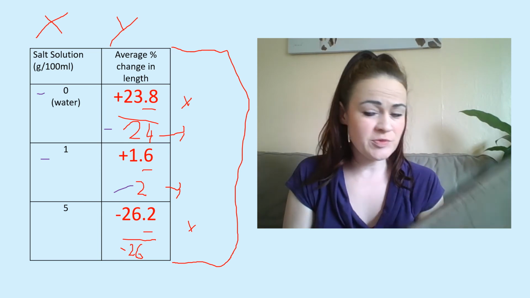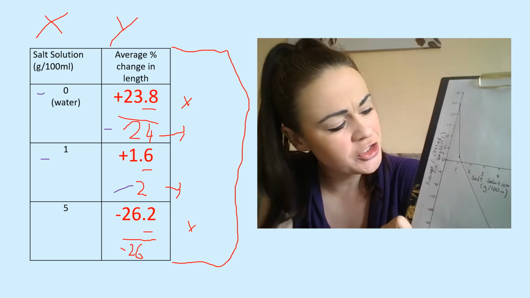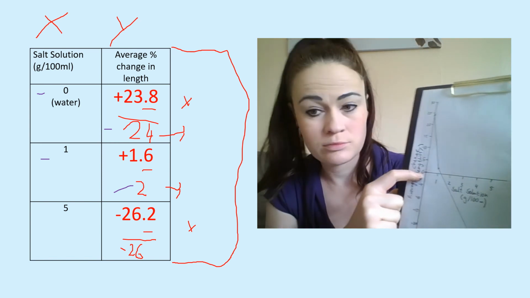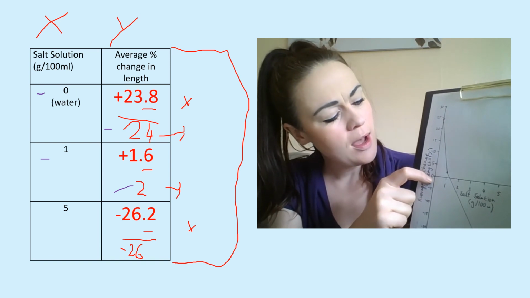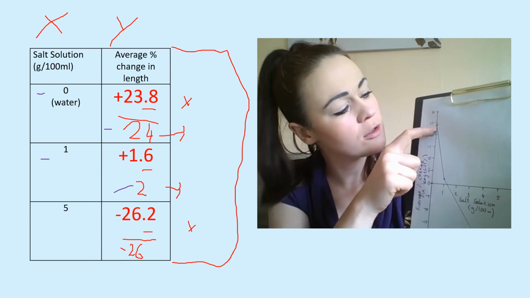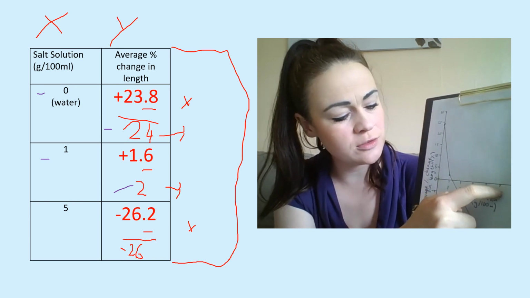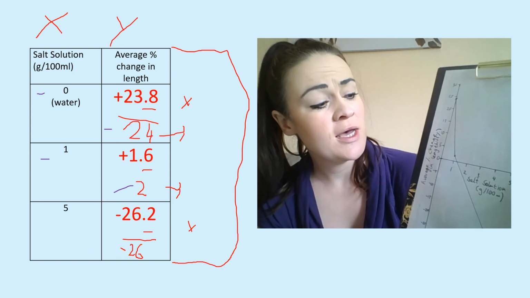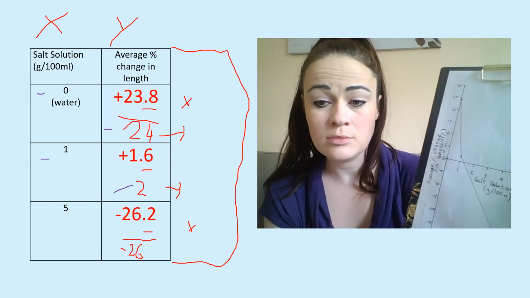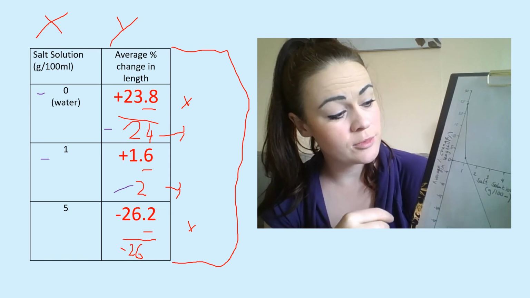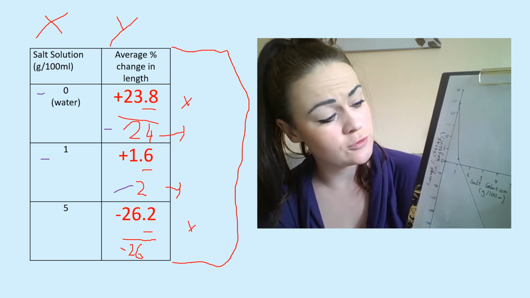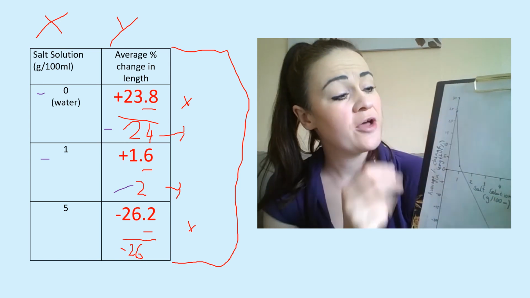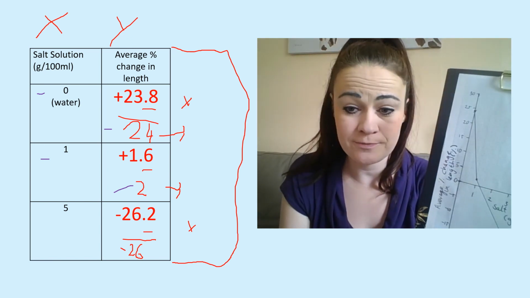Next thing you'll want to consider is, once you've got your graph, what does your graph actually show? Well, when we have a low salt solution, so 0, we have a high increase in potato length. When we have a high salt solution, we have a low increase in potato length. So what you could say is, the higher the salt solution, the greater decrease in length of potato. Or, the higher the concentration of water, the greater increase in the length of potato.